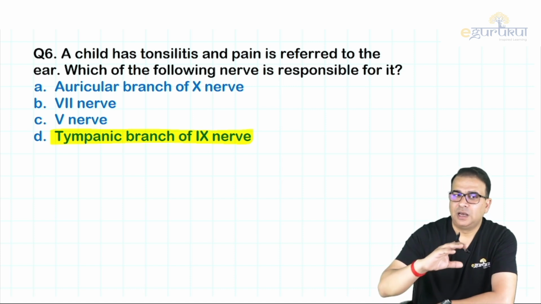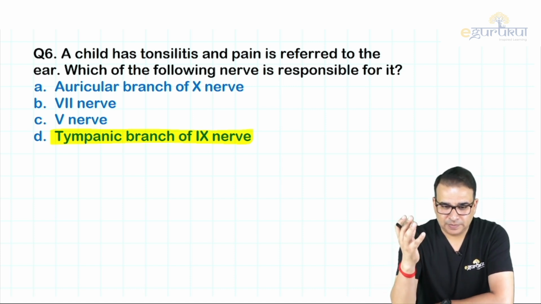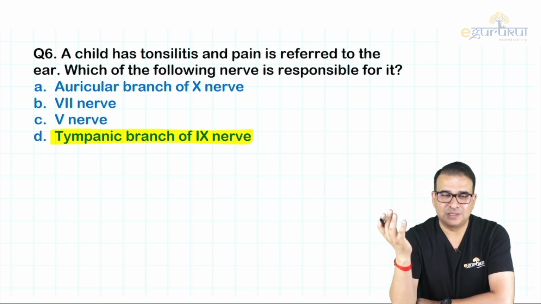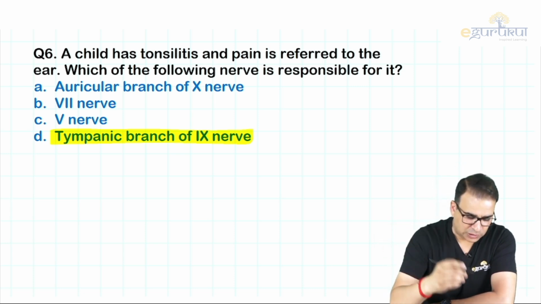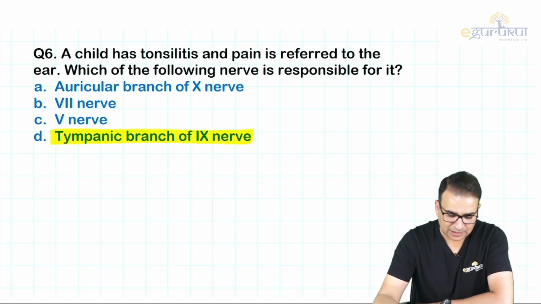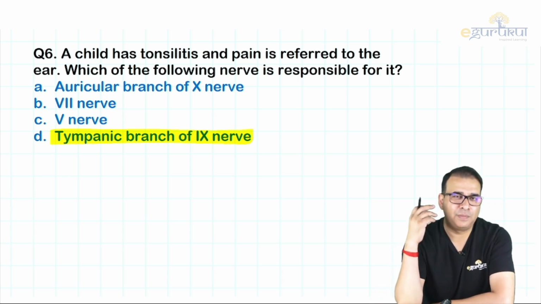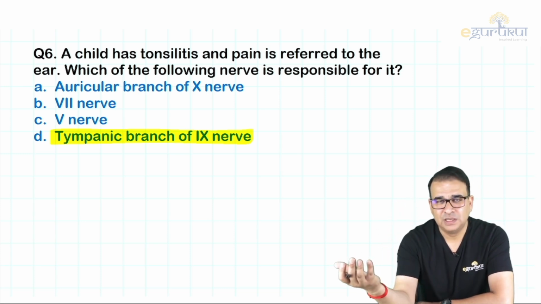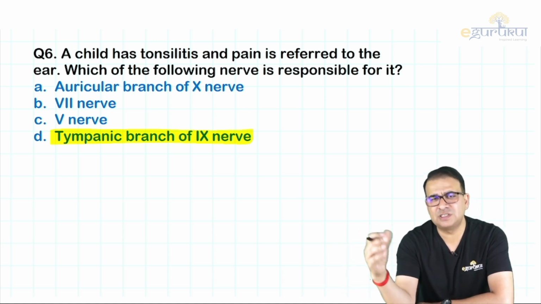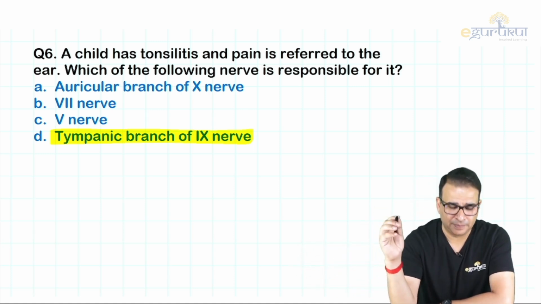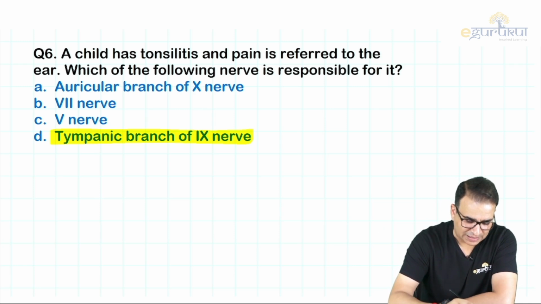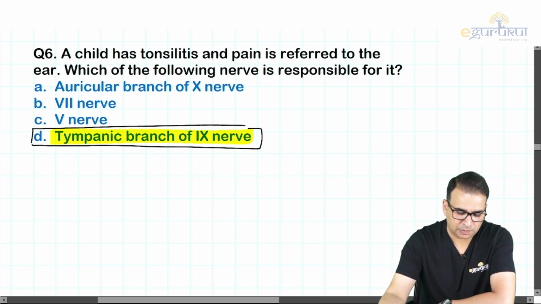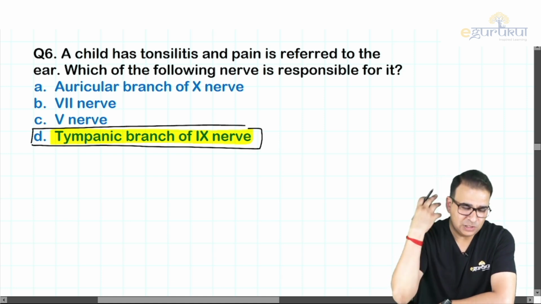Now, the general sensation from the palatine tonsil is carried by the ninth nerve, and the ninth nerve also supplies the ear. It is the tympanic branch of the glossopharyngeal nerve. It goes into the middle ear cavity, forms the tympanic plexus, then eventually gives the lesser petrosal nerve, which is the secretomotor pathway to the parotid gland. So the tympanic branch of the ninth nerve is the answer to question number 6, which is responsible for the referred pain of the tonsil to the ear.